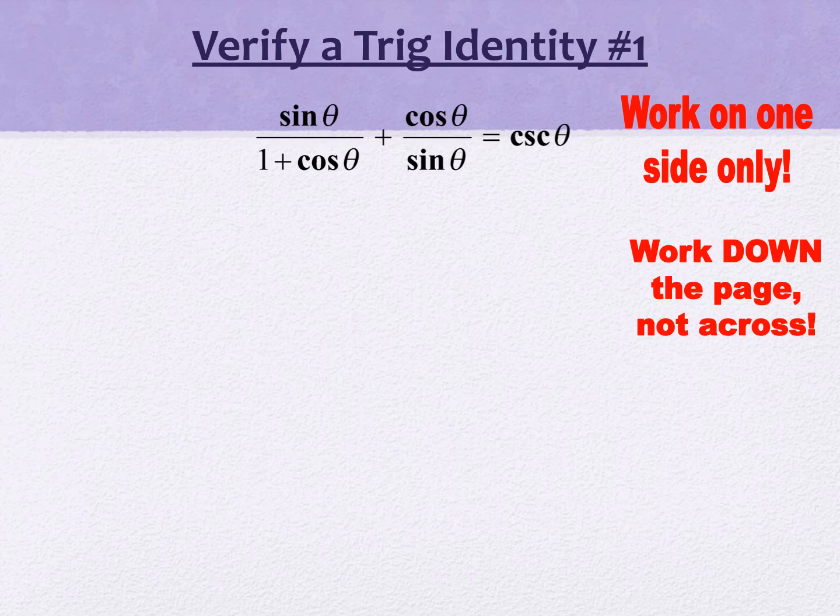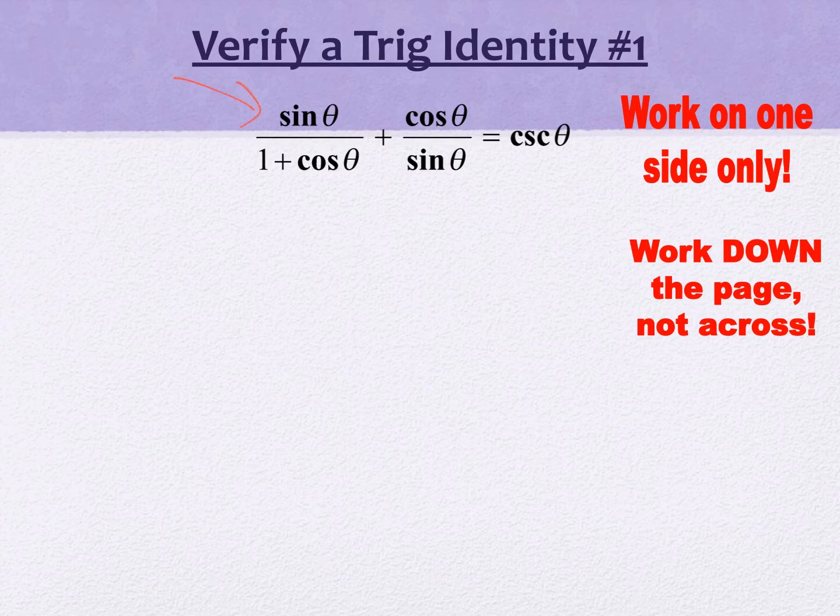Here we have our first trig identity. You can see we have fractions on the left, we have a cosecant on the right, we have the full equation. It's kind of like in geometry when you were given a given statement and a proof statement, so you knew the beginning, you knew the end, and you had to fill in all of the middle. We're not writing a two-column proof where you have to give every reason and every statement, but you do have to show every step.